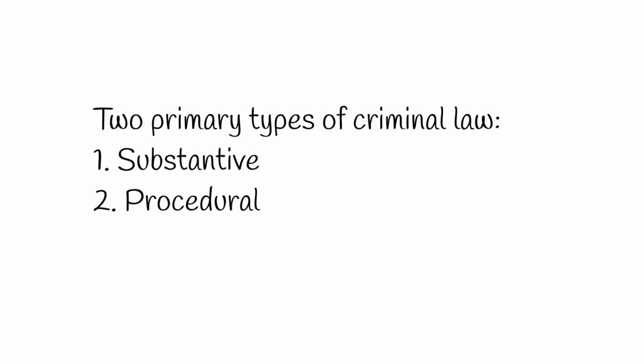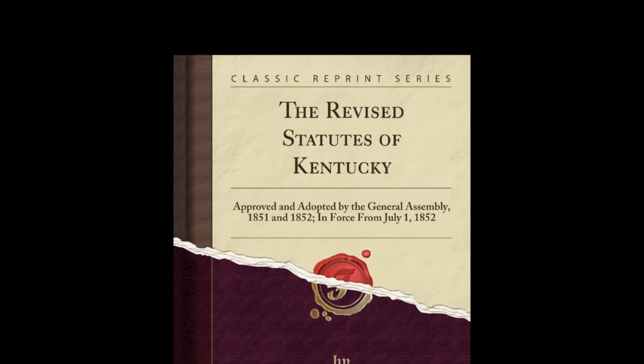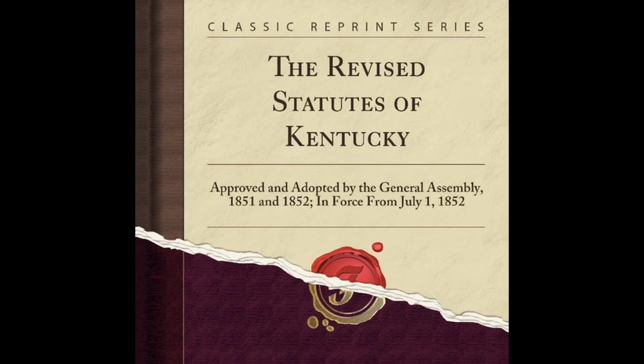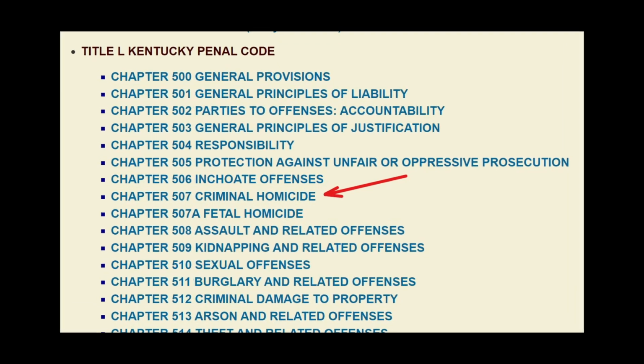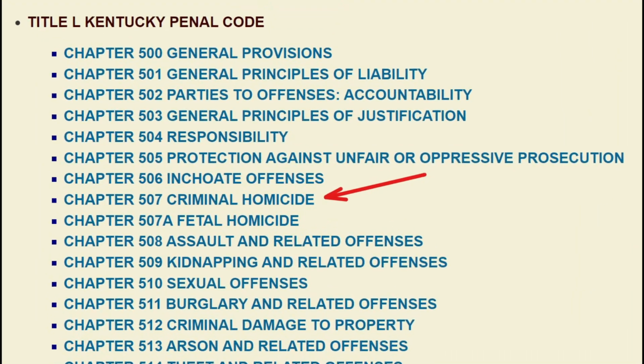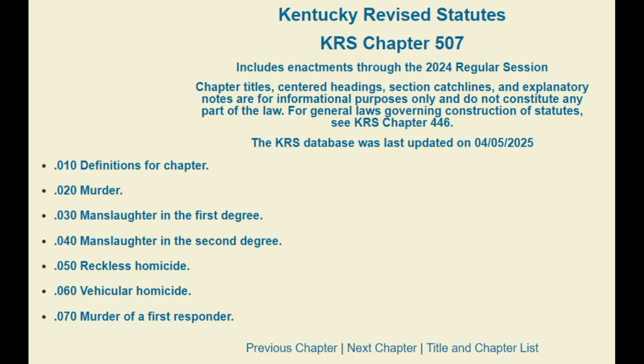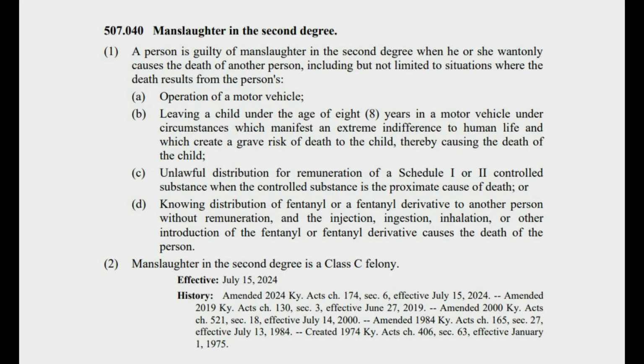There are two primary types of criminal law: substantive law and procedural law. Substantive law is the body of law that defines criminal offenses and their penalties. Substantive laws, which are found in the various penal codes, govern what people legally may and may not do. Examples of substantive laws are those that prohibit and penalize murder, rape, robbery, and other crimes. For example, substantive law in the Kentucky Penal Code defines manslaughter second degree and sets its punishment.